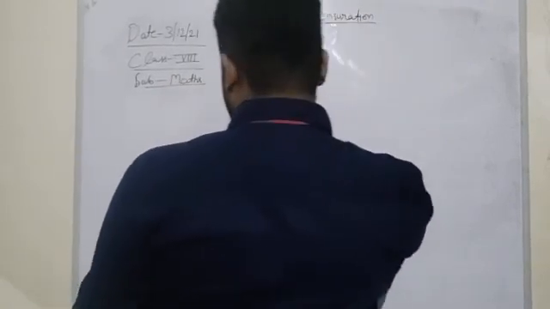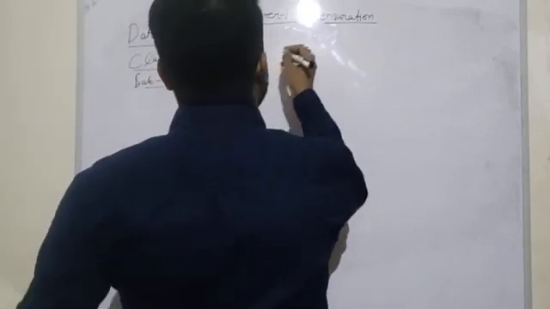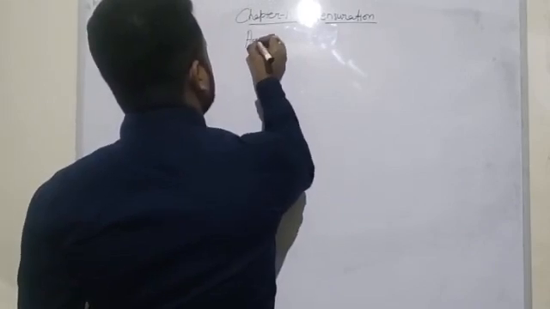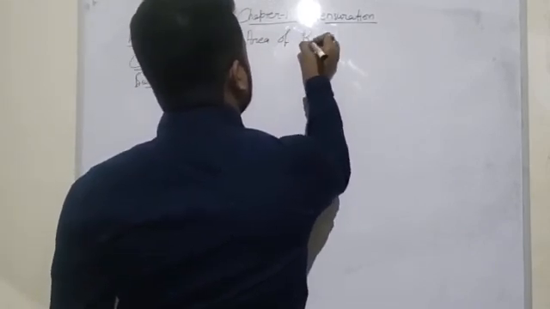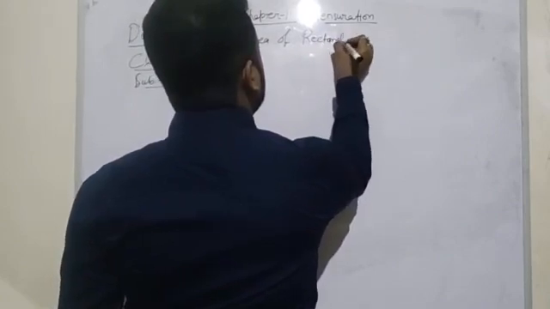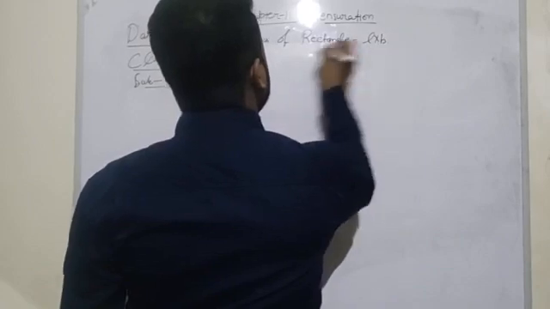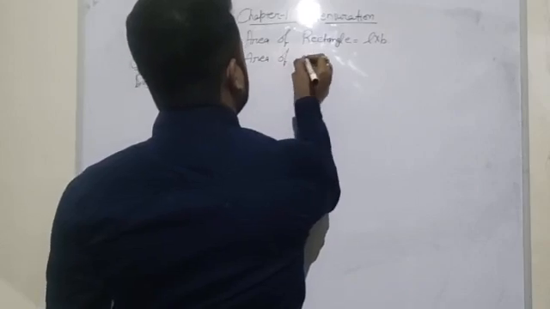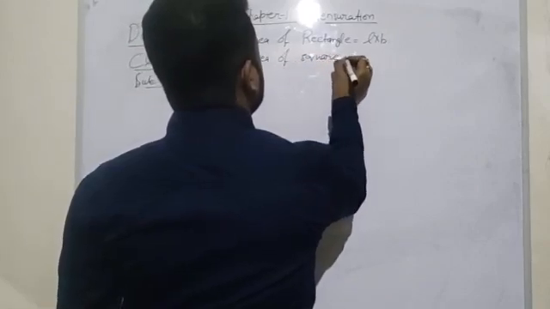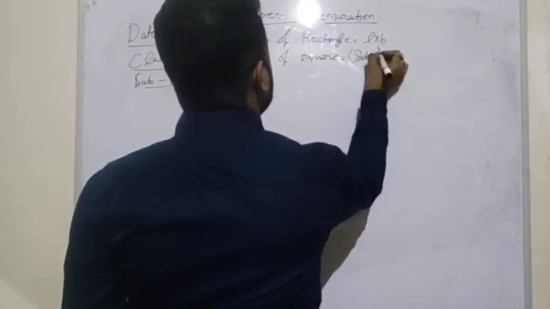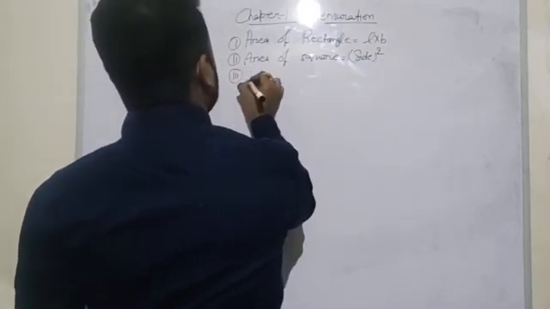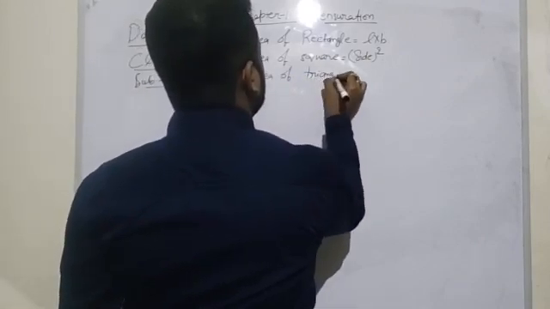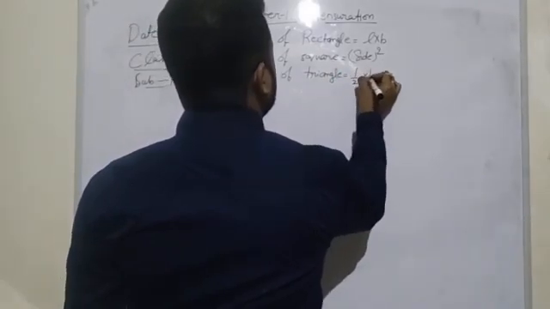Before starting the chapter, I would like to recall some formulas. Area of rectangle is always L into B. Area of square is side whole square. Area of triangle is 1 by 2 into base into height.